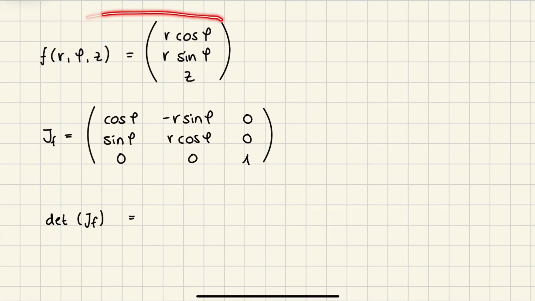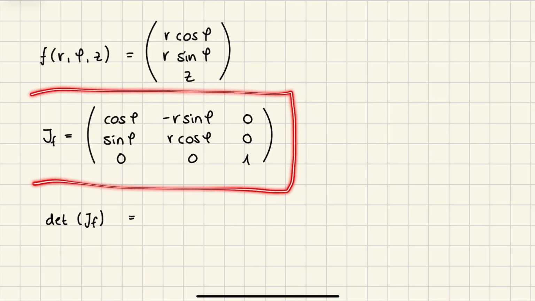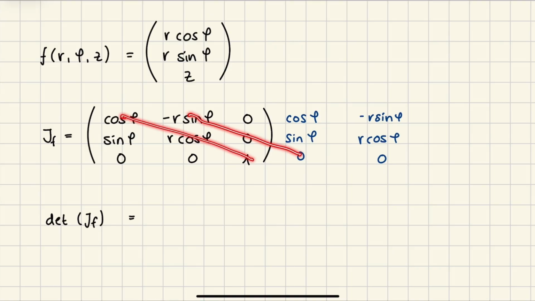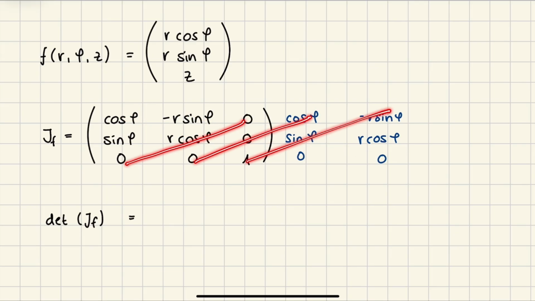Again, just as a reminder, this is our transformation from Cartesian to cylindrical coordinates. And the Jacobian of that transformation looks like this. Now, the easiest way to calculate the determinant for this matrix is to use the rule of Sarrus, for which we are going to write the first two columns of the matrix right next to it. And now the determinant of this matrix is this diagonal multiplied plus this diagonal multiplied plus this diagonal multiplied minus this one, minus this one, minus this one.